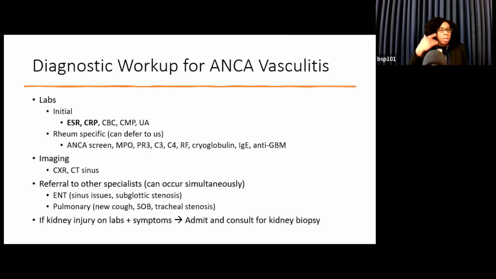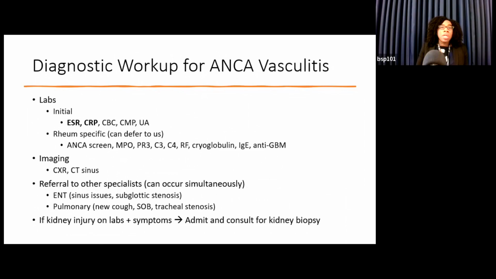So how do we evaluate this? As many of you know, once again, we would like to get inflammatory markers, in particular ESR and CRP, along with some basic blood work. The UA is very important in this case because renal involvement is very common in these disorders. And then once again, our rheum-specific labs.